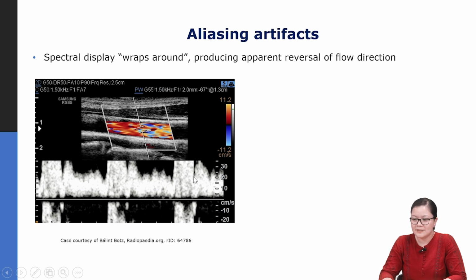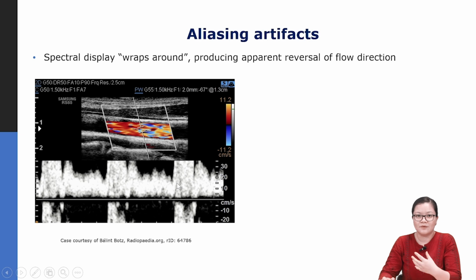What you can see in the spectral Doppler display is this wraparound phenomenon. What I'm pointing at is the baseline of the spectral Doppler here. The higher velocities are because of higher Doppler frequencies, and the lower velocities are because of lower Doppler frequencies. The bottom part of the spectrum indicates that the flow is moving away from the transducer, and the top part, again, indicates that the flow is moving towards the transducer.